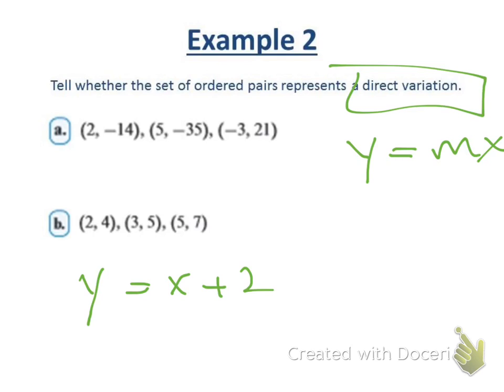Yeah, but it's not a direct variation. Okay, so the answer here would still be no. Is it a linear relationship? Yeah, but the y-intercept is 2, and that means it's not direct variation. What's the y-intercept of a direct variation relationship? 0. Now let me show you one other way that you can do this quickly.